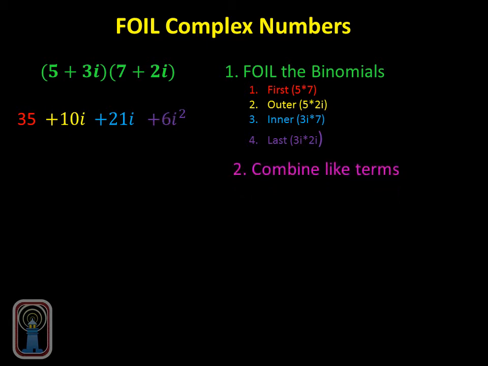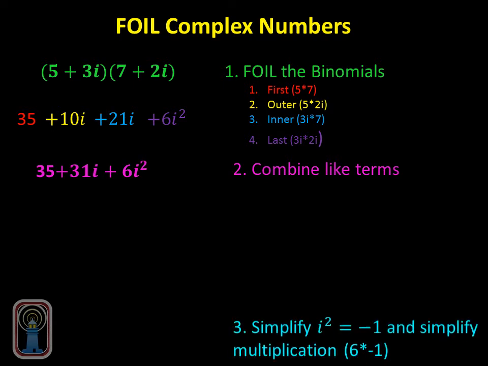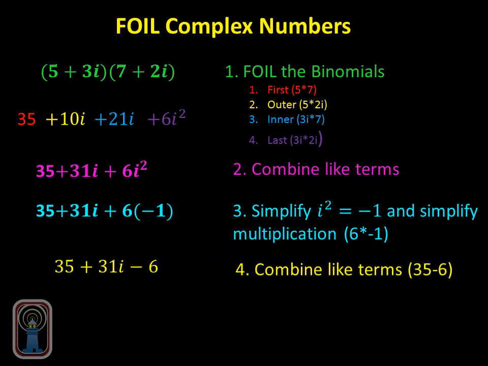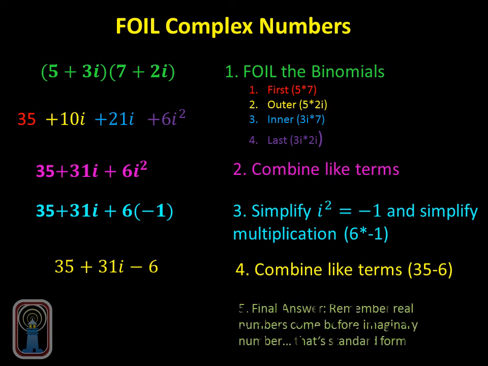Now we must combine our like terms, 10i plus 21i, in order to get 31i. Remember to bring down 35 and 6i squared. We must simplify i squared, which equals negative 1, and simplify the multiplication. So 6 times negative 1 is a negative 6. We must combine our like terms again, 35 minus 6, in order to get our final answer, 29 plus 31i. Remember that real numbers come before imaginary numbers. That's standard form.